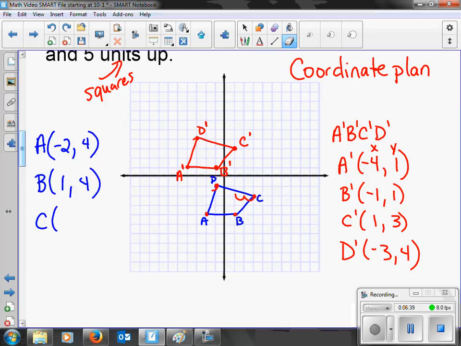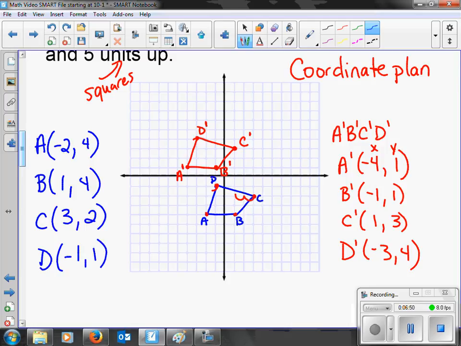It's at 1, 2, 3. Sorry, 3, comma 2. There we go. And then D is at negative 1, comma 1. Okay, so you will definitely need graph paper and you need to be able to read your coordinate plane.